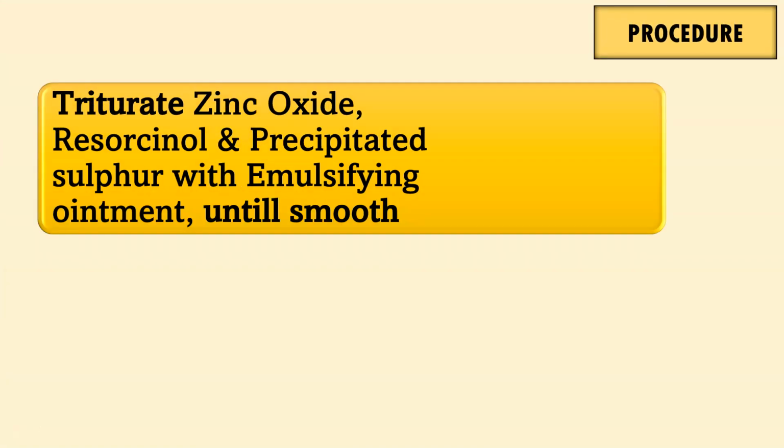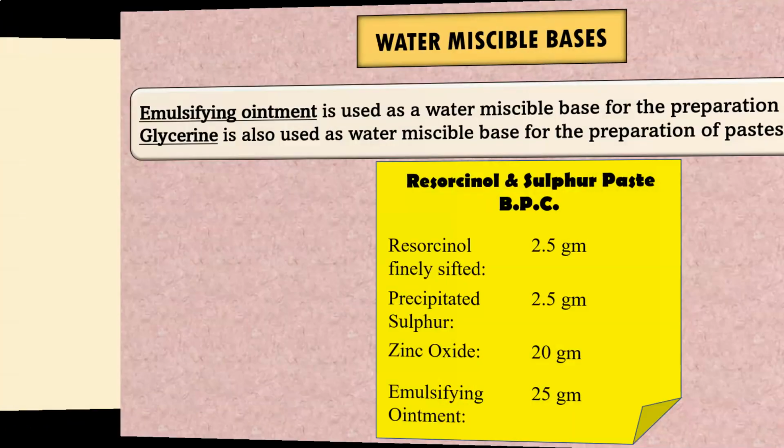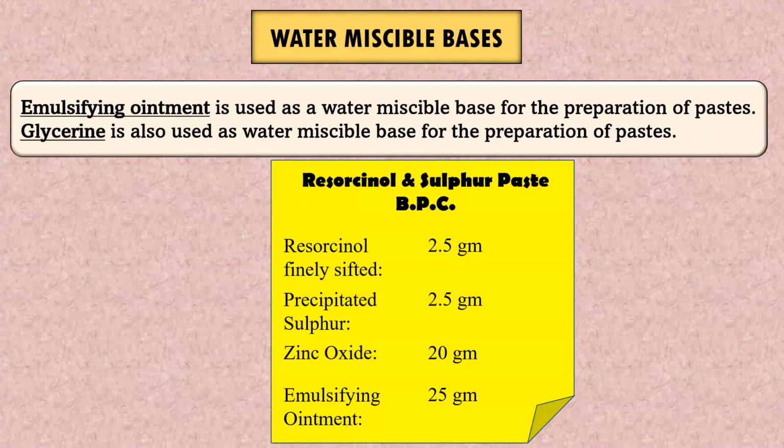Now let us see the procedure. The first step is to triturate the zinc oxide, resorcinol and precipitated sulfur with emulsifying ointment until it becomes smooth. Then add the remaining quantity of emulsifying ointment and triturate. So this was the procedure to prepare the resorcinol and sulfur paste BPC.